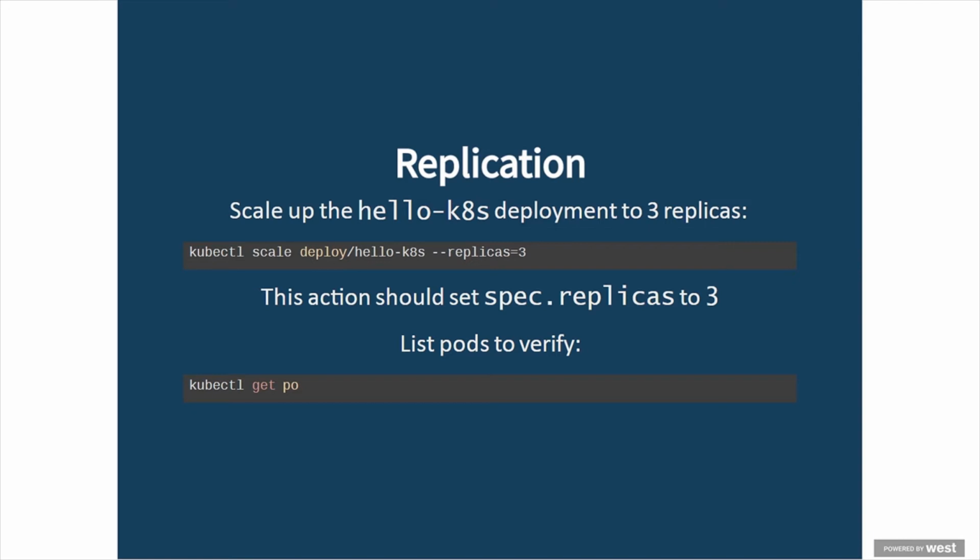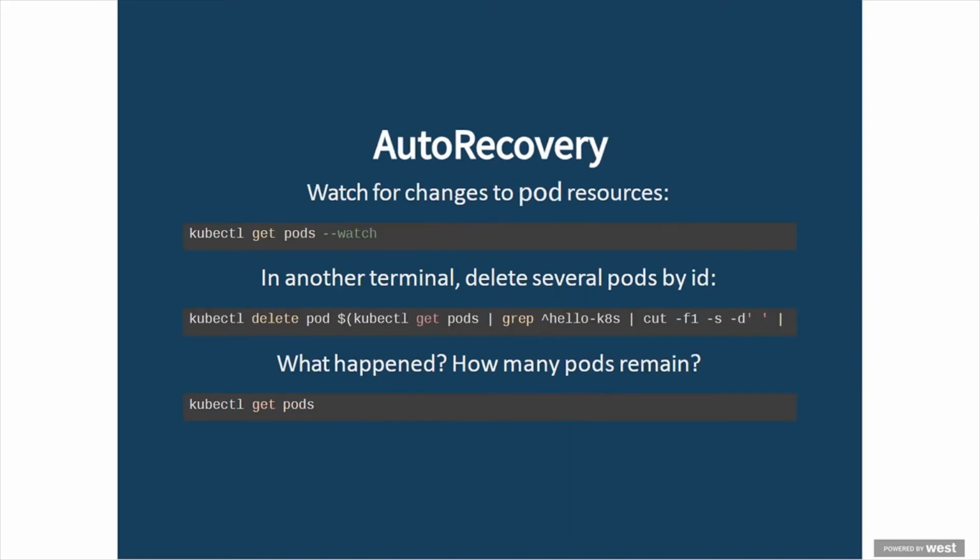You can use the kubectl scale command on the deployment resource in order to set a new replication factor. This command should set the replication count and the spec.replicas value to 3. You can list the resulting number of pods to verify that the action has completed successfully. You should see 3 pods in the resulting output.